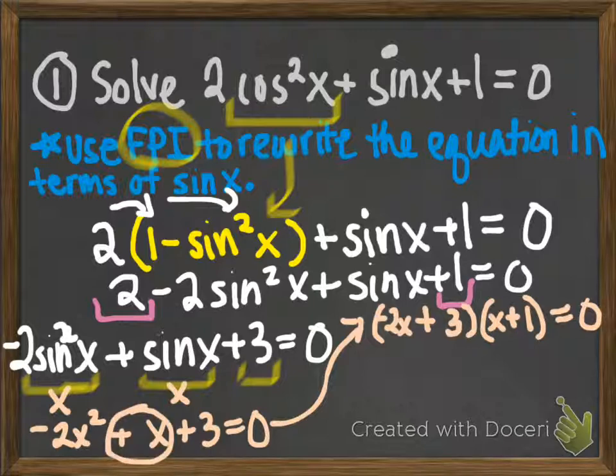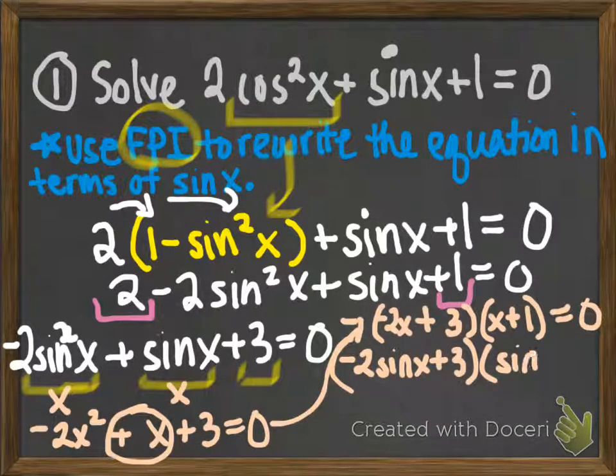Now, once you have the factors, instead of x, plug that sine x back in. So I know that this is negative 2 sine x plus 3, times sine x plus 1, because it works the same way as an x. It just gets a little confusing when you have the sine that you're dealing with. And both of those equal 0. Now from here we want to just solve. Remember in factoring, you take each factor and set it equal to 0 and you solve.